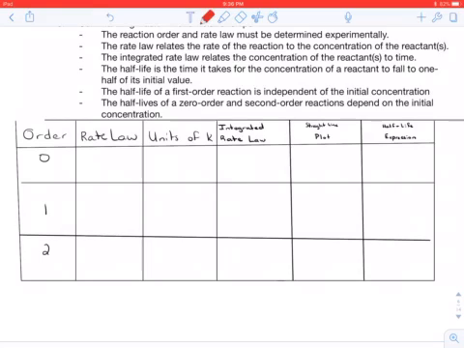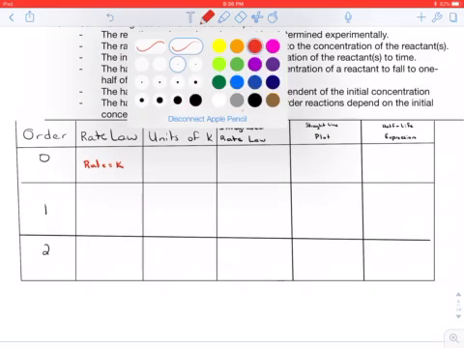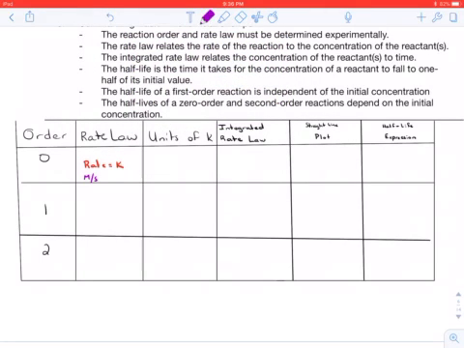So for a zero order reaction, we're just going to work across the whole thing. All right, so the rate law is rate equals K, because it's times the concentration of A to the 0. Now our units of K, if you think about it, we've got rate, which is in molarity per second. Rate is molarity per second, and so K is going to also be in molarity per second, or molarity seconds to the negative 1.